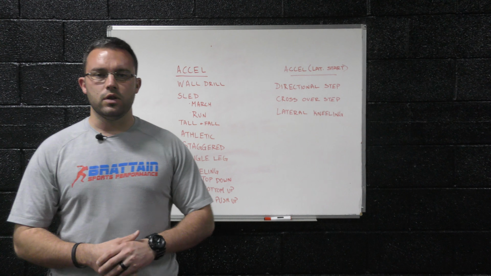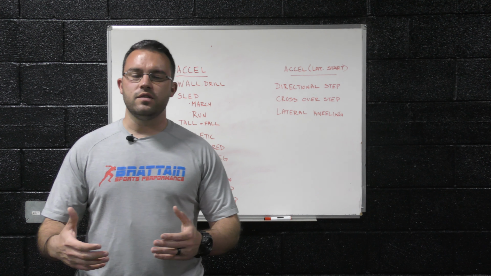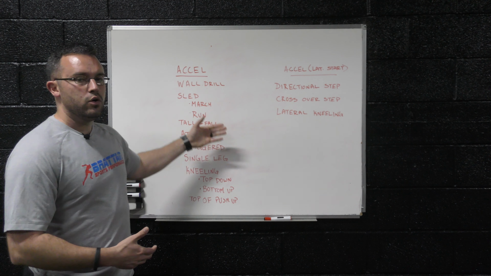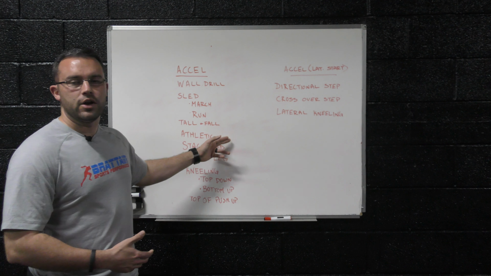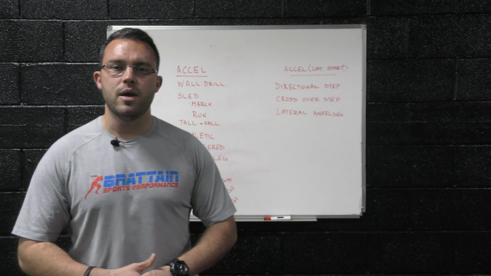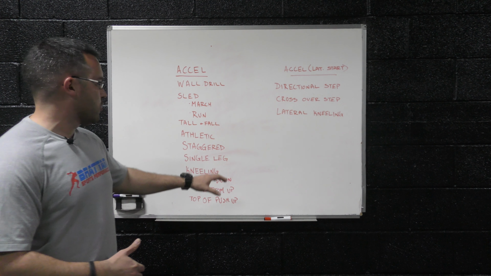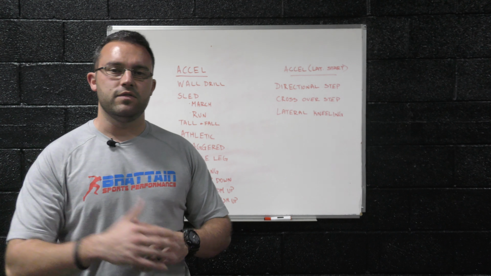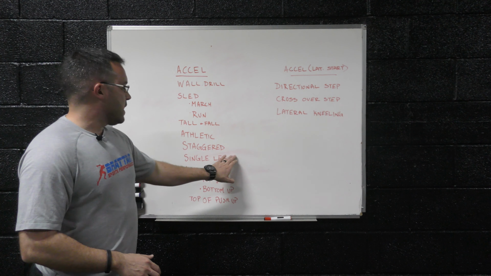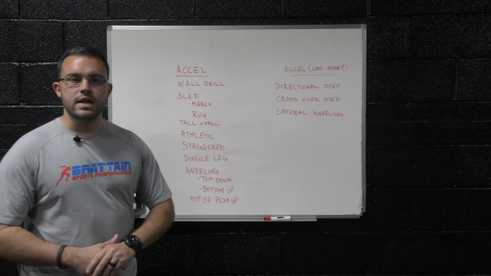So we'll go through our single leg starts, and as we're going through each of these accelerations, we're continuing to build with our volume. So many of these first starts, the tall falling, the athletic falling, are going to be done over 5, maybe 10 yards. But as we progress into our staggered and single leg, we're going to go from 5 and 10 to 10 and 15.